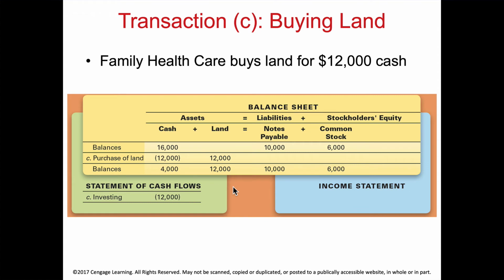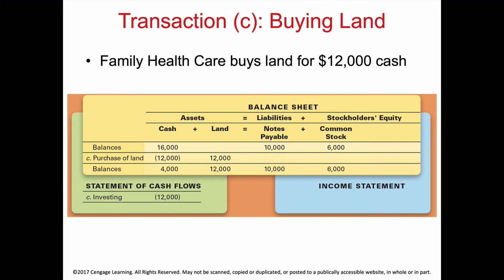Okay, our third transaction. The business purchased land for $12,000 cash. So this is how you record this transaction. You started with $16,000. You bought some land for $12,000 in cash, literally took a sack of money over to the seller and traded your sack of cash for a quarter acre of land or whatever it is, right?